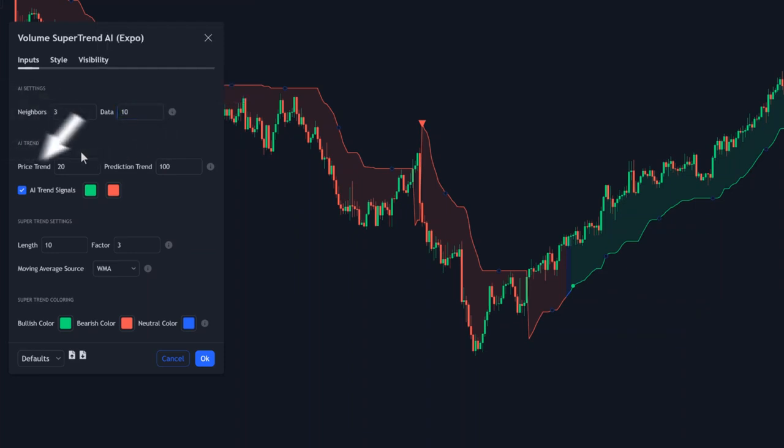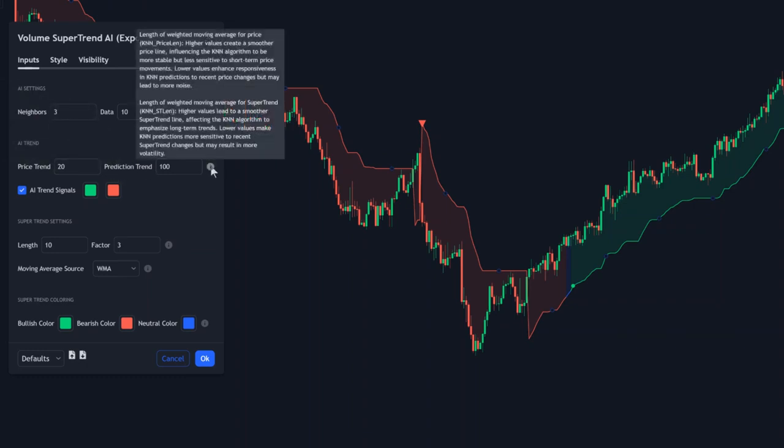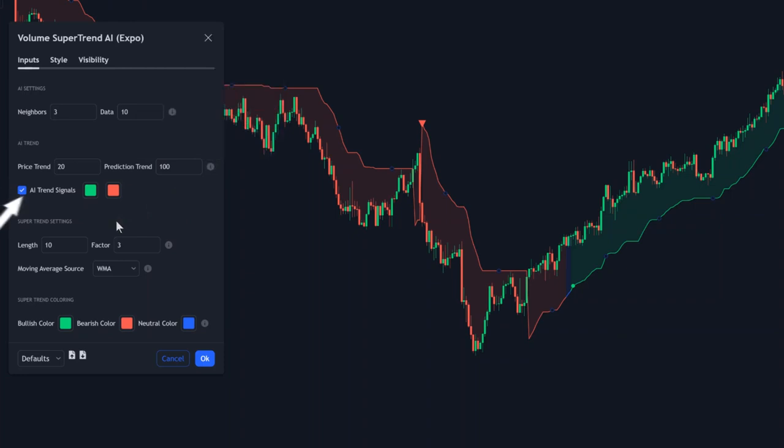Next, we have the price trend and the prediction trend. These can be tuned to be more responsive to recent price changes or to filter out noise for identifying persistent market directions. Then here, there is an option to show or hide the AI trend signals.